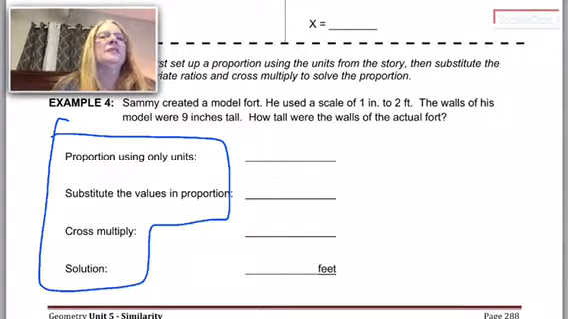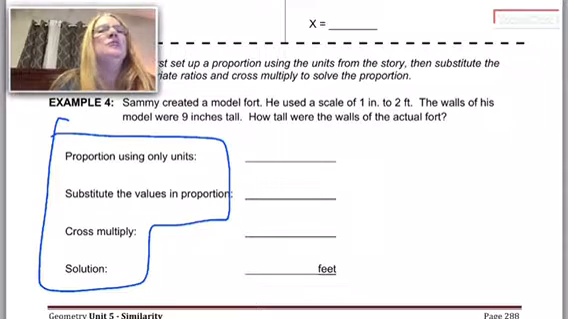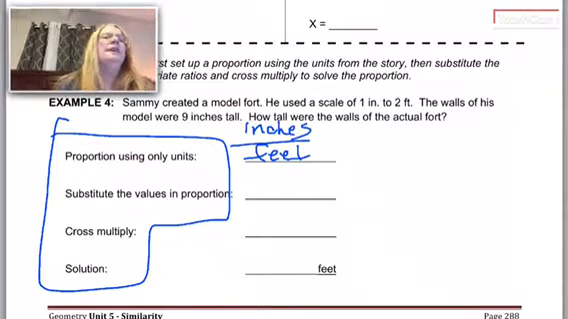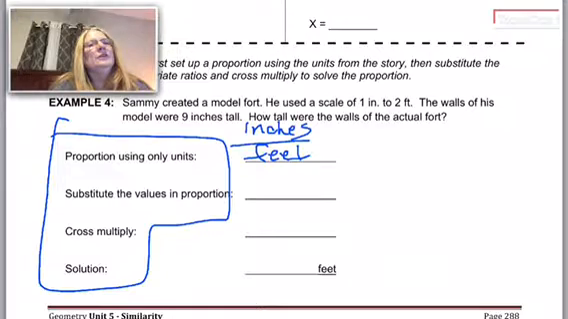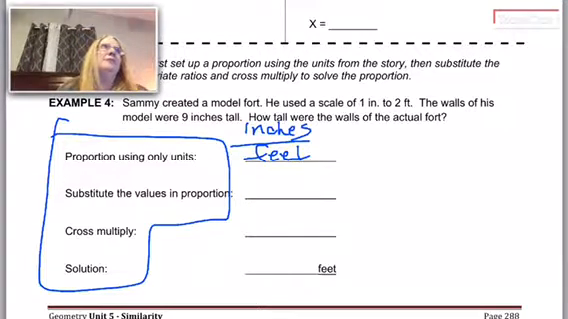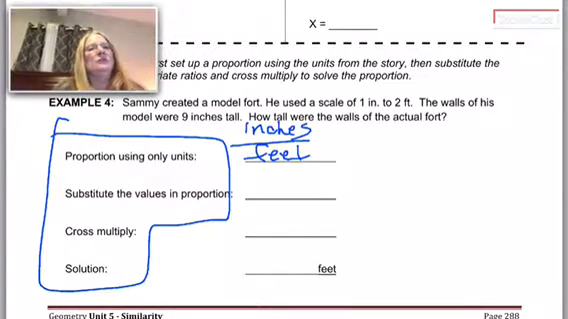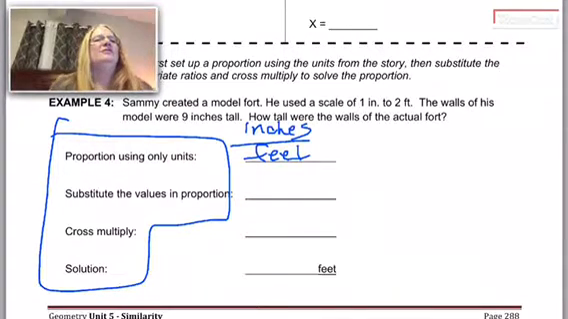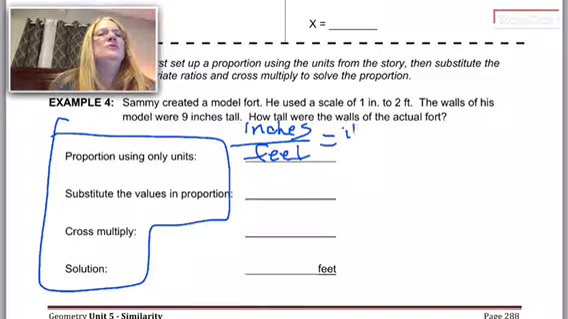When we have, like, example 4, Sammy created a model fort. He used a scale of 1 inch to 2 feet. So we have inches to feet. Okay, and a lot of times the question comes up now, do we need to convert? Do they have to be the same? Okay, now here's the rule: you can set inches to feet equal to inches to feet.